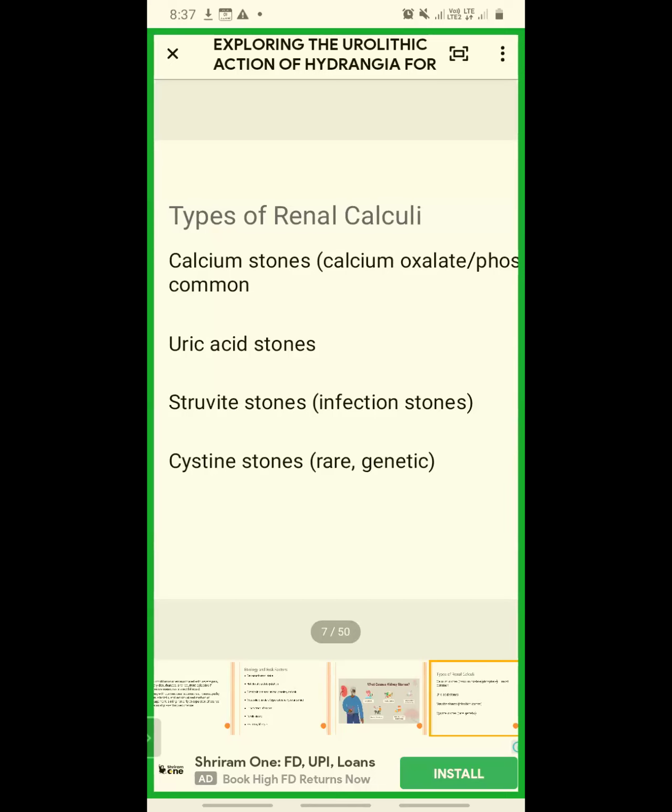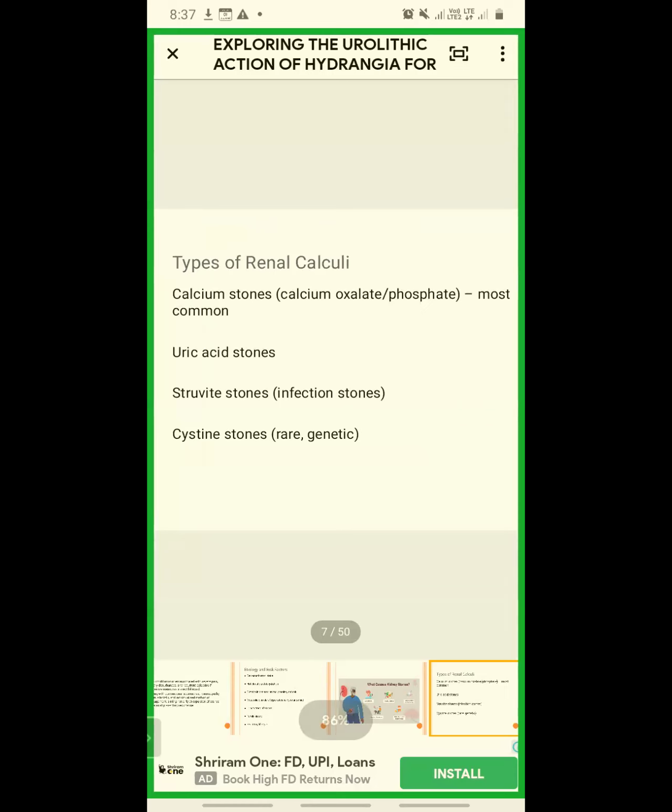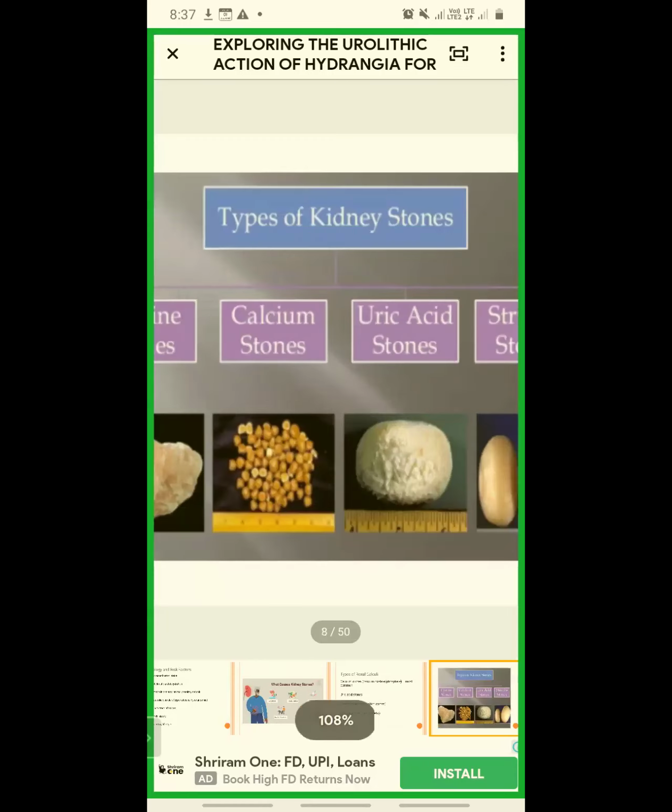So suppose the patient has a uric acid diathesis also, our remedy will change like that. When there is a history of frequent urinary infection, our remedy will change like that. Okay. Then the types of renal calculi include calcium stones, uric acid stones, struvite stones, and cystine stones. So these are the different types of stones.